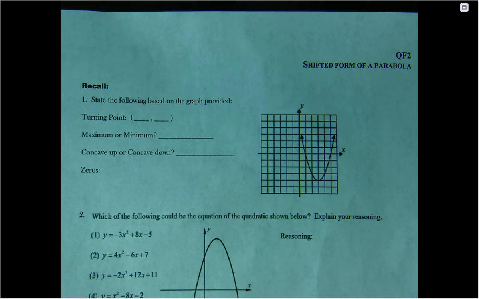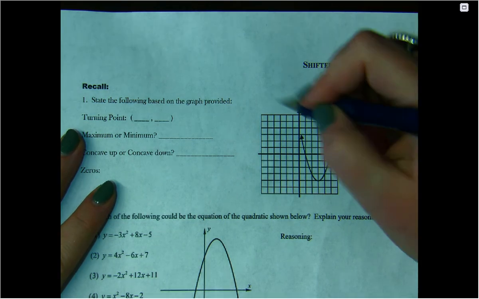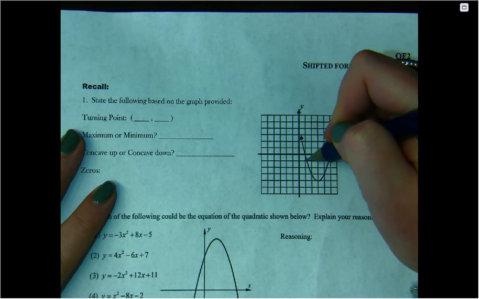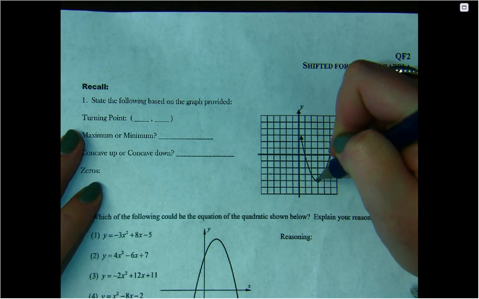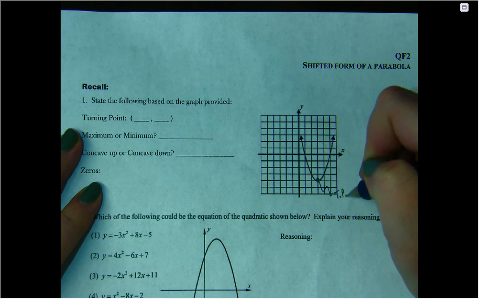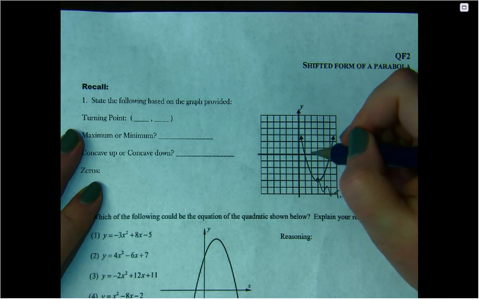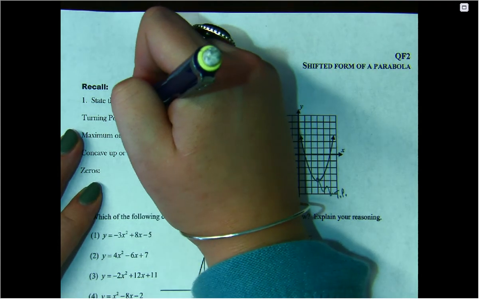Turning point, well, that's where this thing either goes from increasing to decreasing or decreasing to increasing. So if I look down here, I'd be decreasing, decreasing, decreasing, and then I hit this point and then I start to increase. So this thing right here is my turning point. That is 1, 2, 3, comma, 1, 2, 3, 4. So this would be 3, negative 4.